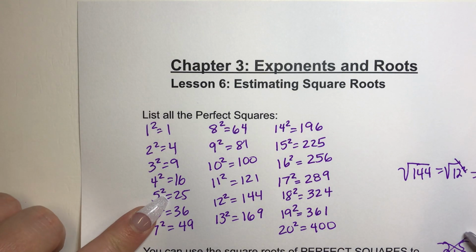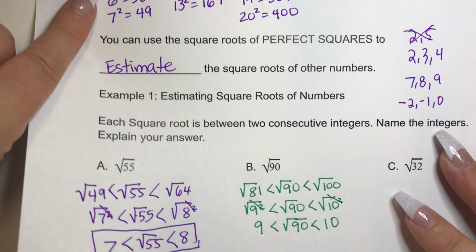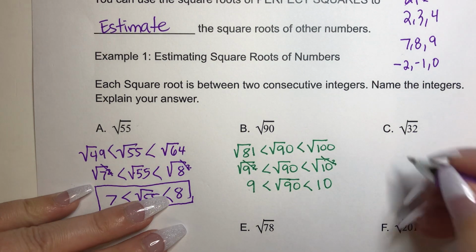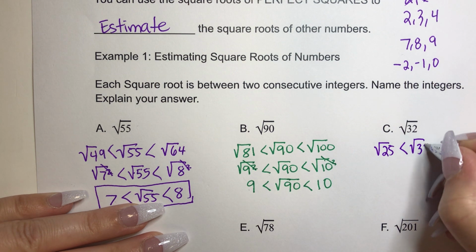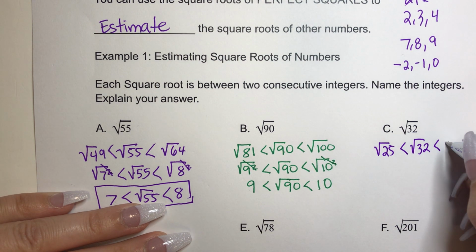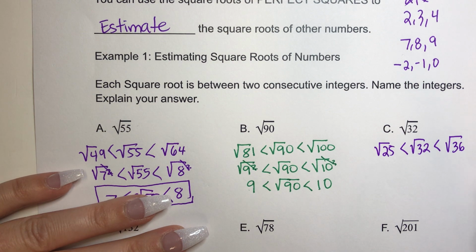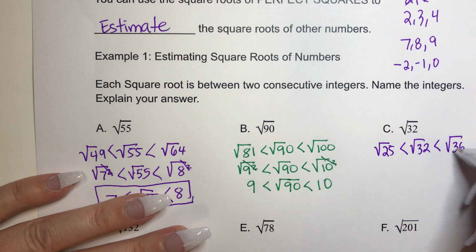Let's go ahead and try the square root of 32. Okay, so what perfect square number is 32 between? I'm going to say it's between 25 and 36, right? So it's going to be bigger than the square root of 25 and smaller than the square root of 36. It's between those two numbers. So we can't figure out this, but we can figure out these.